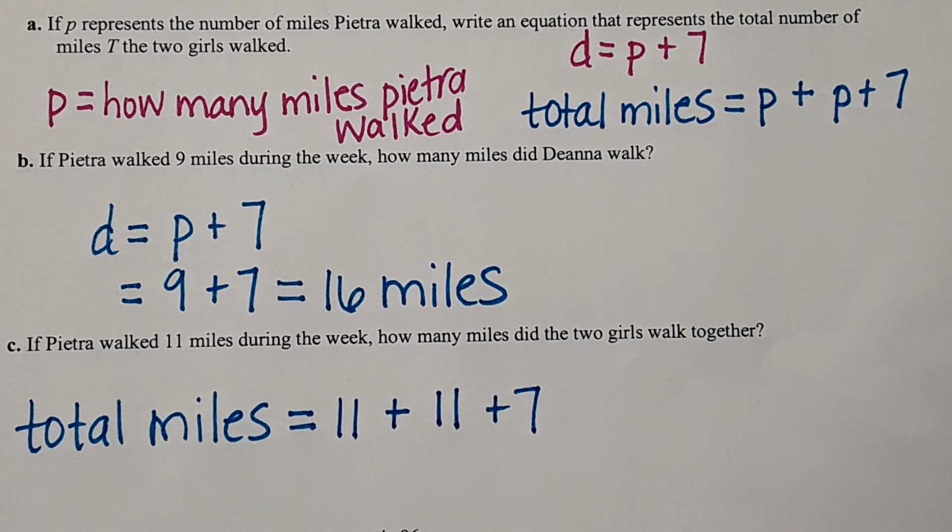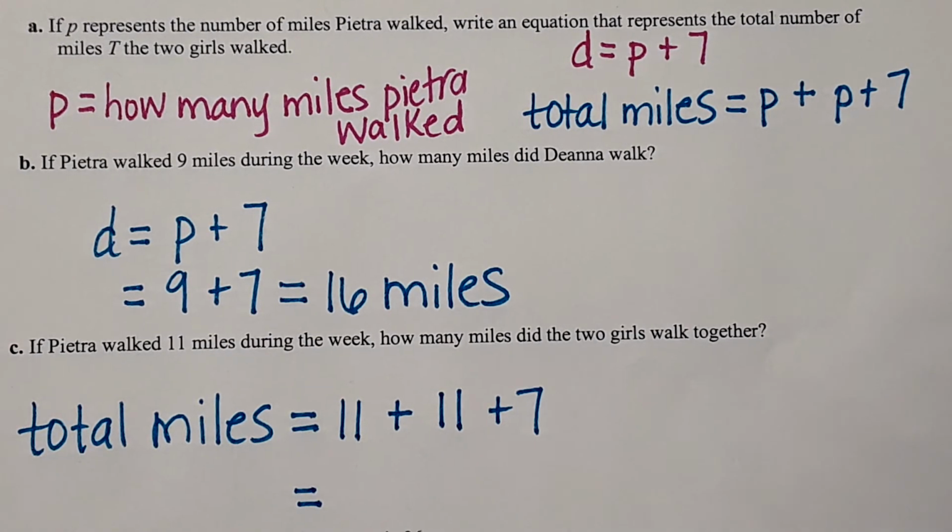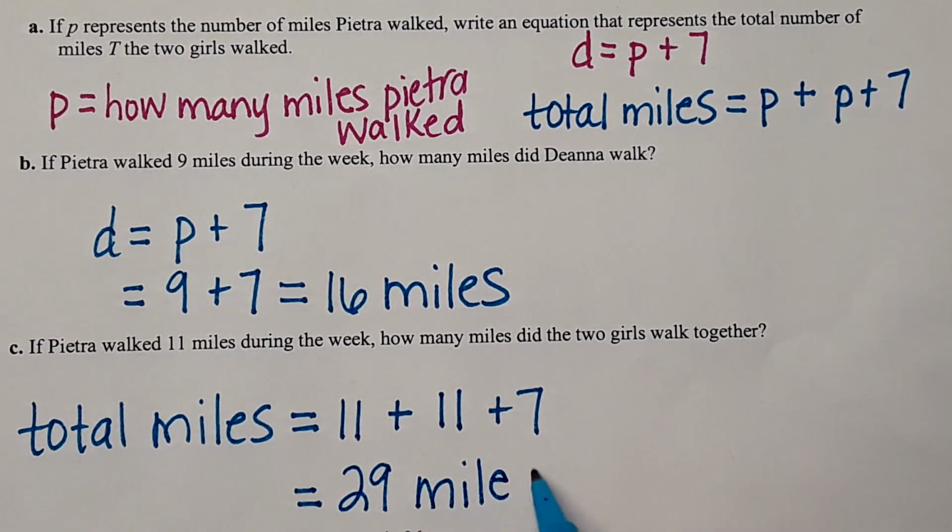We're almost done. So how many miles did they walk together? Nathan? 29. Okay. We're actually going to stop there because you guys have done, you did a good job. So we're going to stop there.